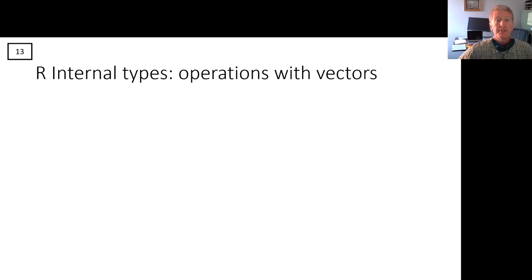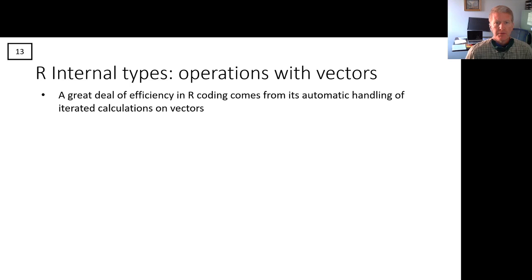Because the most irreducible data type in R is a vector, the basics of doing mathematical operations in R are a little bit different than what you might be used to. A great deal of efficiency in our coding comes from the fact that R is built for handling vectors, which means it's built for handling iterated calculations with a minimal amount of code. So it can do things in one line of code that in many computer languages you have to write a loop to do.